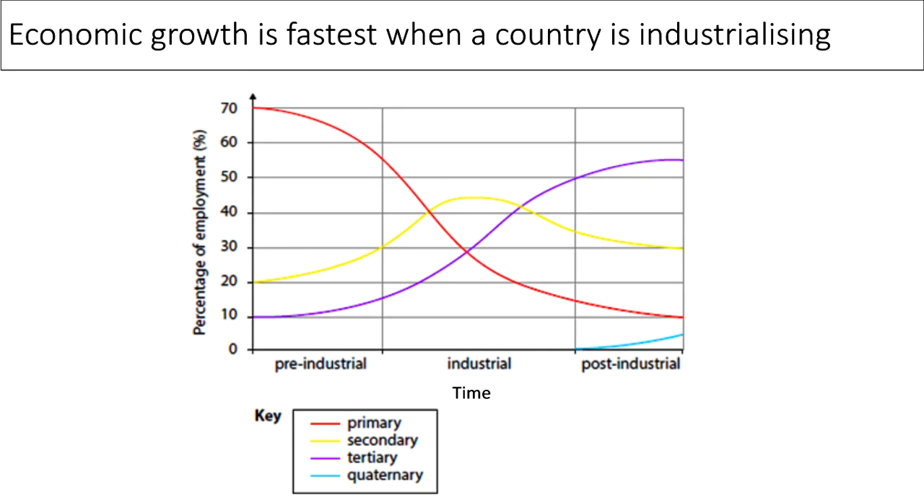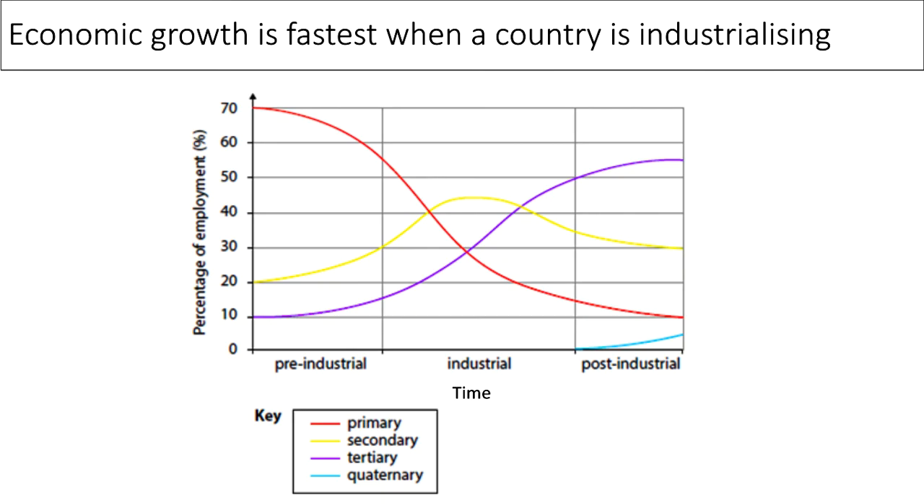Why is economic growth fastest when a country is industrialising? Well, we know that GNI per capita measures the total amount of goods and services a country produces divided by the population. So as more people begin to work in this secondary industry, more goods are being produced because the secondary industry is to do with manufacturing. What we find is that countries moving from the pre-industrial to the industrial stage, that happens quite fast. So we get a large increase in the number of people working in manufacturing, which results in a large increase in the country's GNI per capita. And we describe that as the economy growing quickly.